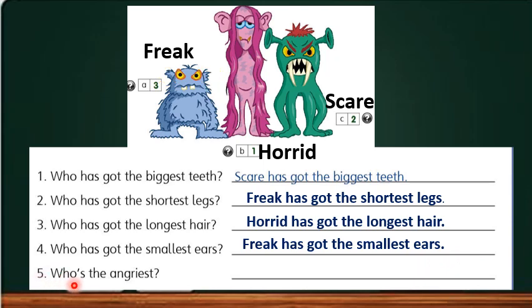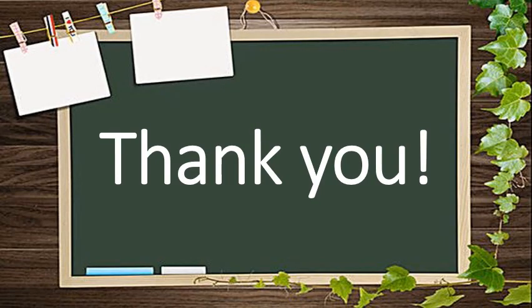Question 5. Who's the angriest? Please look at the face of each alien. Who shows the angriest face? Correct, it is Scare. Scare is the angriest. That's all for today's lesson.